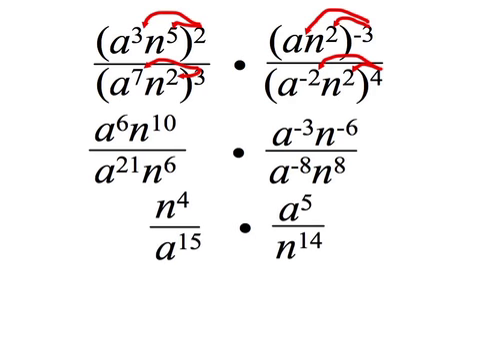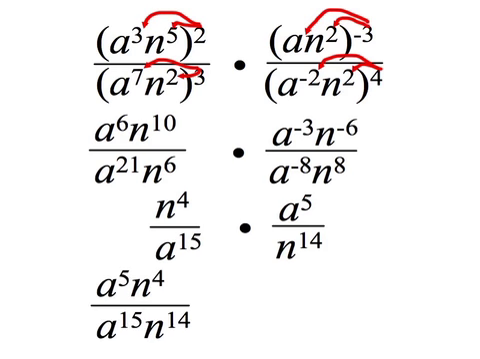And now we simplify each fraction. For the n's, we get 10 minus 6 is 4. And for the a's, we get 6 minus 21 is -15. So we write it on the bottom as a to the positive 15. In the other fraction, it's -3 take away -8, which makes positive 5. And -6 take away 8 is -14, so we write it in the denominator as n to the 14th.